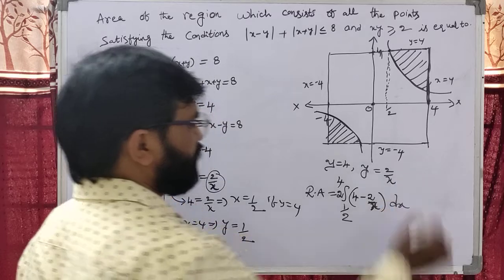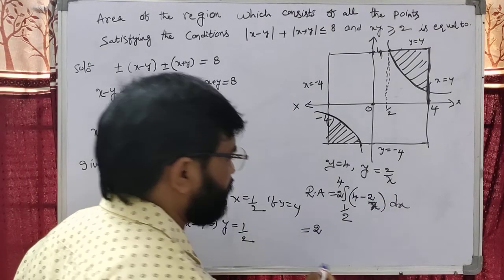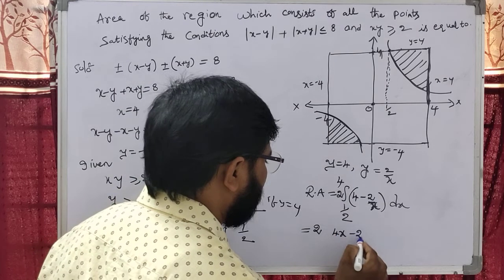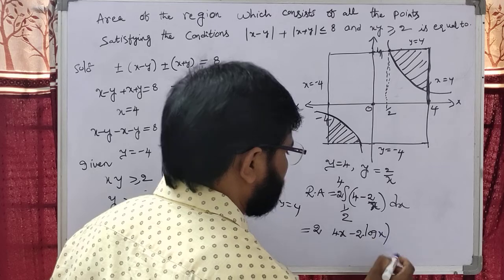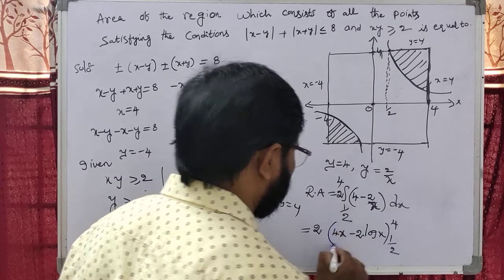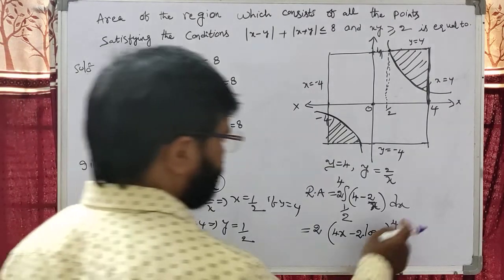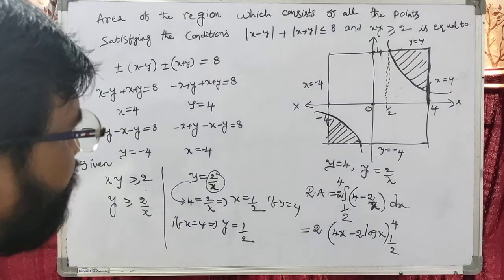Okay students, now we can write it as 2 into the integral of 4 dx minus 2 into 1 by x, which is log mod of x. The limits are given by 1 by 2 to 4. Okay students, this is the area. Now we can apply the limits, first 4.